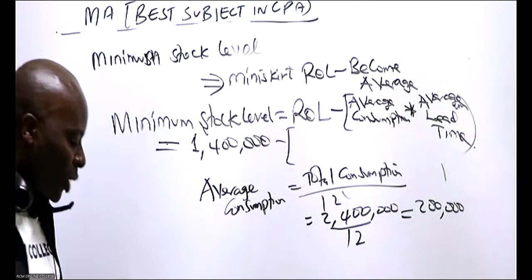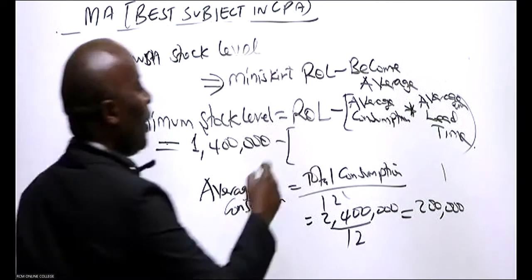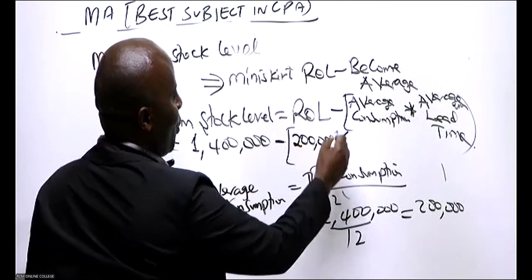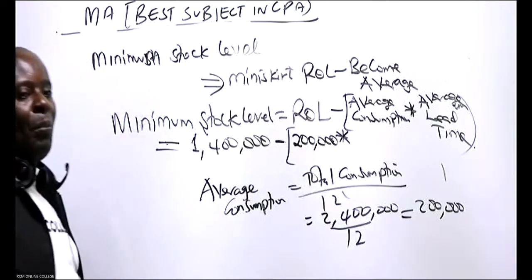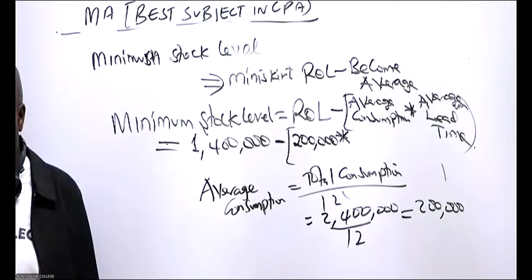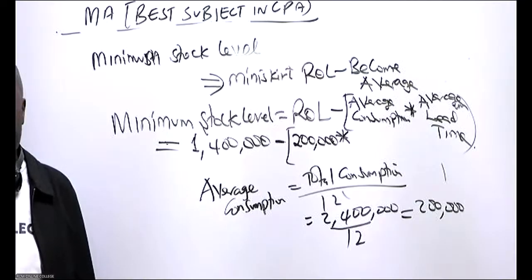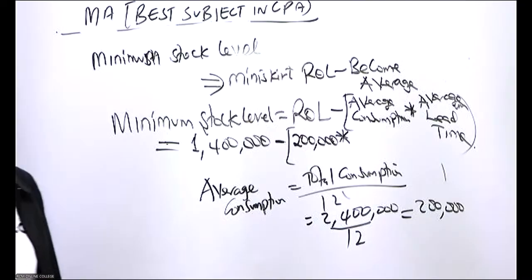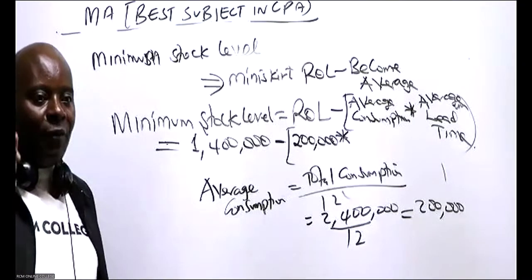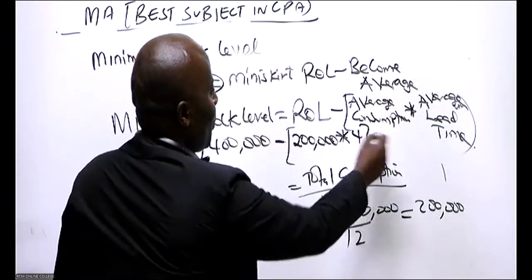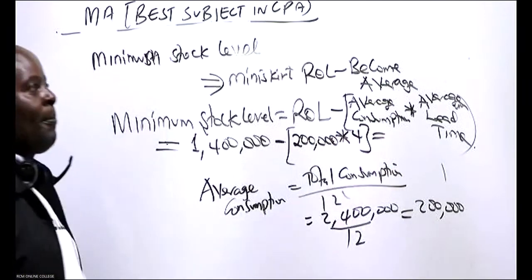So then come back to the bracket. Minus average consumption, which is 200,000. Do we have average lead time? What is the average lead time? Remember, minimum is 3, maximum is 5, average is 4. So are you able to give me this answer here?